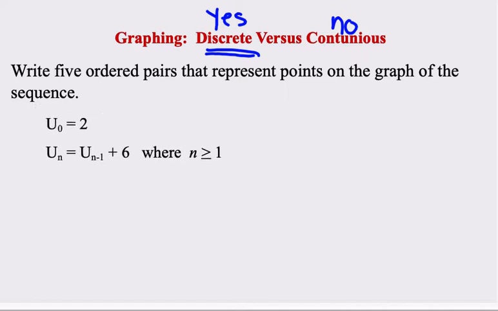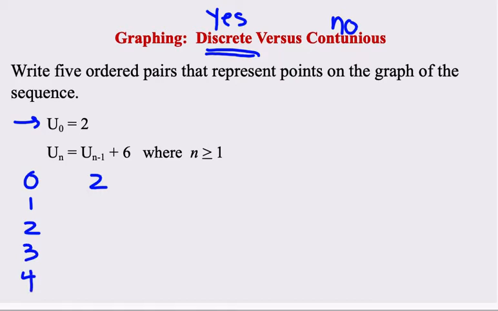We have a nice recursive formula here. U sub 0 equals 2, and U sub n is the previous term plus 6. So to me, that's really super clear that it is arithmetic. That common difference is 6. So let's just make a little chart. According to this, the 0th term, the value is 2. It wants 5 ordered pairs, so that will give us 5. So let's plug in now.